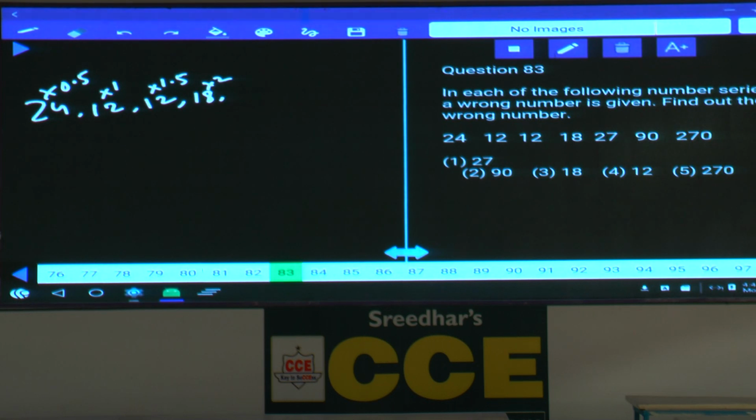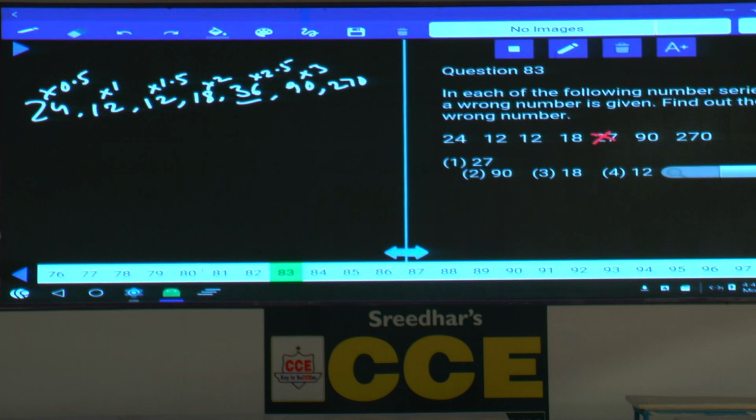18 into 2, 36. 0.5, 1.5, 2. Next one must be 2.5. Now 36 into 2.5 is so much? 36 into 2.5, 72 plus this one, 18. 90 is the number. Then 90 into 3, that is 270. Hence all the numbers are correct except this 36. 36 is the correct number, wrong number is 27. 27, choice 1. Question number 83, 27, choice 1 is the answer.